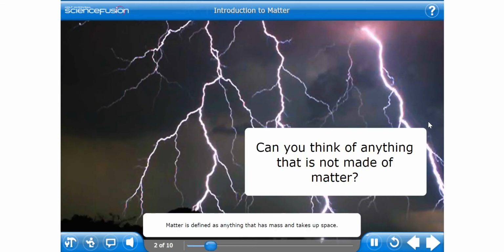Matter is defined as anything that has mass and takes up space. Not everything is made of matter. Can you think of anything that is not made of matter? How about this lightning? Is this matter?